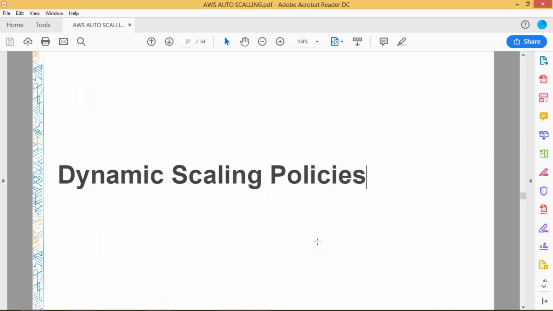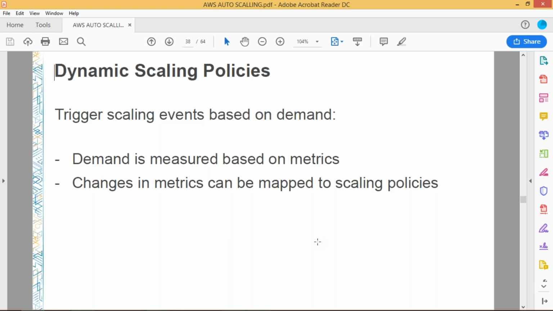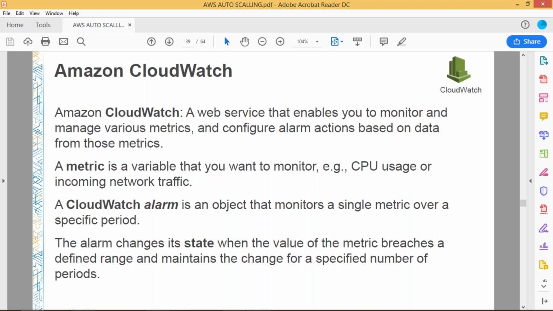So dynamic scaling policies: we have a trigger scaling event based on the demand, which is measured based on metrics. Changes in metrics can be mapped to the scaling policies, right? As per the demand, and as per the customers thinking that the strategy needs to change, as per the strategy of the client, you can modify it at the same time.